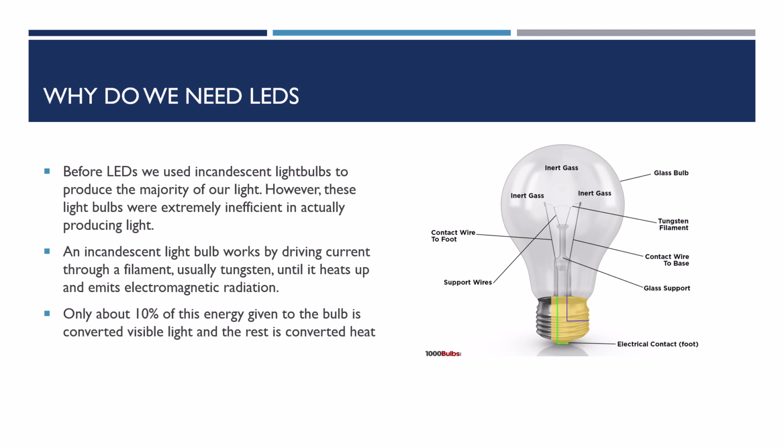Although these light bulbs were successful at producing light, they were extremely energy inefficient. Only about 10% of the energy given to these bulbs was actually converted into light that we could see, and the rest was converted into heat energy. So what if there was a way to produce light that was extremely more efficient? That's where LEDs come in.